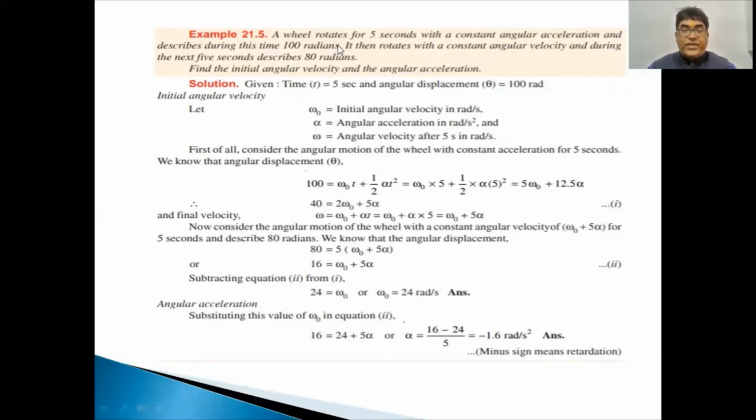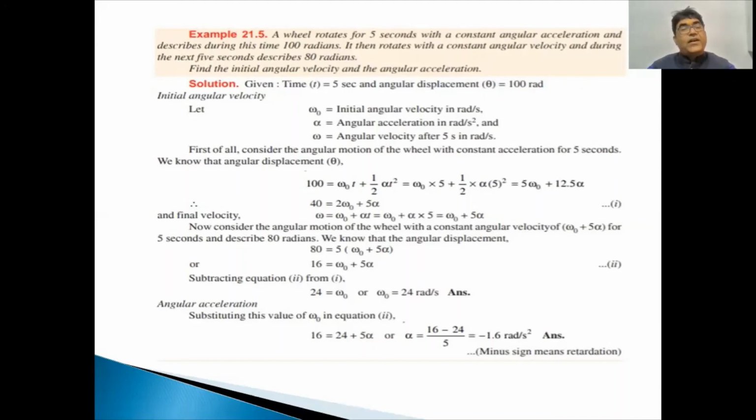A wheel rotates for 5 seconds with a constant angular acceleration and describes during this time 100 radians. It then rotates with a constant angular velocity and during the next 5 seconds describes 80 radians. Find the initial angular velocity and the angular acceleration. Here t is equal to 5 seconds and theta is equal to 100 radians.